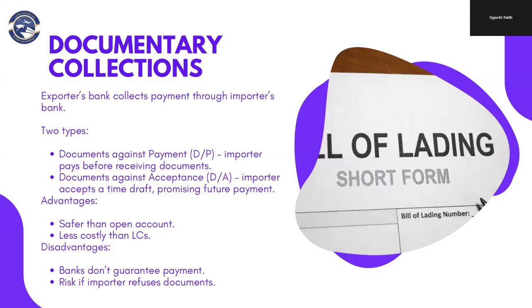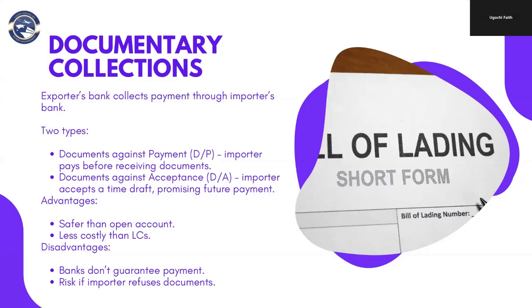So the advantages of documentary collection are, one, it's safer than open account. Yes, very safe. Less costly than LCs. Yes, LCs are costly. We'll go into LCs after this one, I think. LCs are letters of credit and they are negotiable instruments. Okay, so they are more expensive. Then we have the disadvantages: banks don't guarantee payment. Yes, the documentary collection is cash against document through bank.